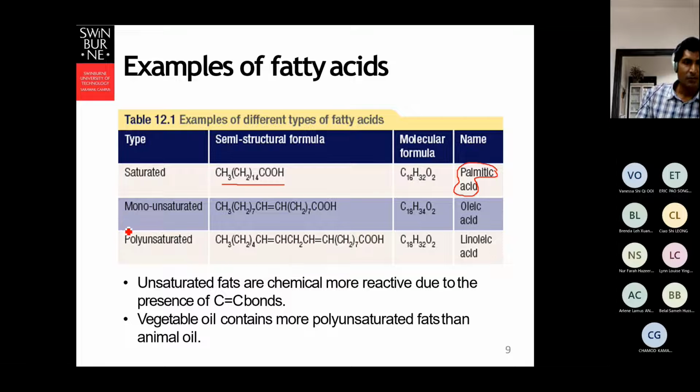Okay, and polyunsaturated, one is linoleic acid. So oleic is unsaturated, one, mono, and linoleic is polyunsaturated with two. That means two unsaturations are there.